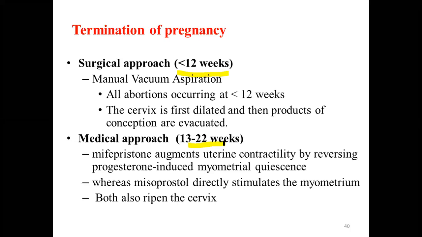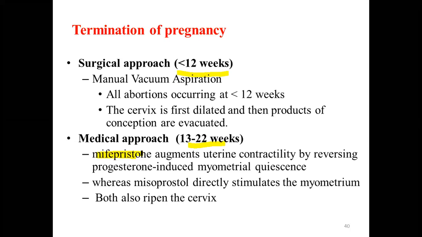And what are we going to use? What pharmacological modalities can be used to terminate pregnancy? Mifepristone. I hope you recall about mifepristone. Mifepristone is an antiprogestin that can also even block the glucocorticoid receptor. This is one of the drugs that can be used in the treatment of Cushing syndrome.